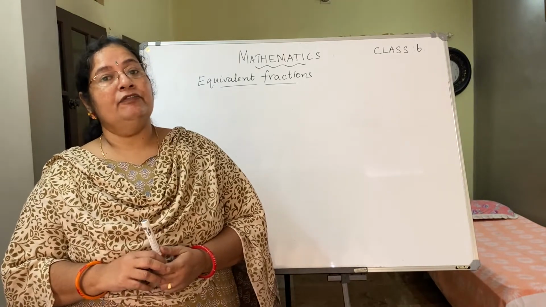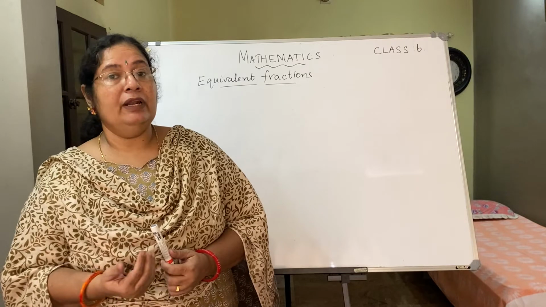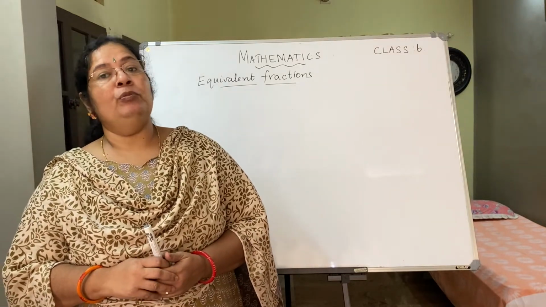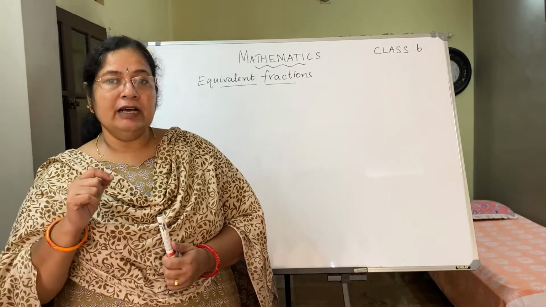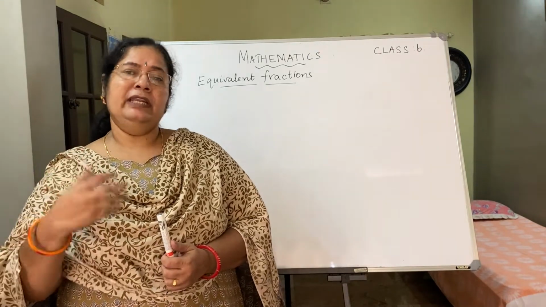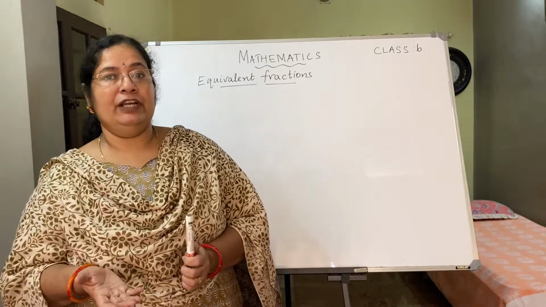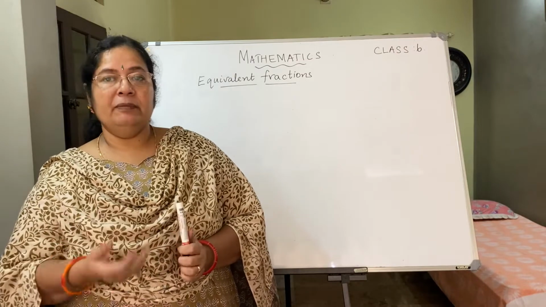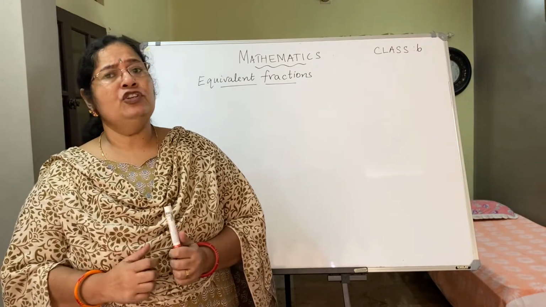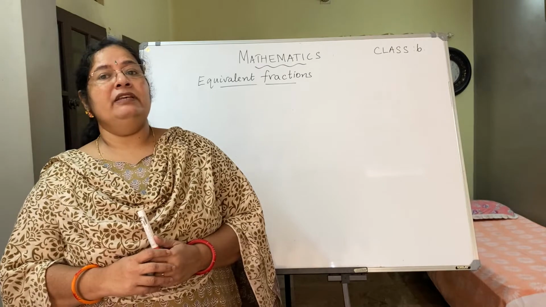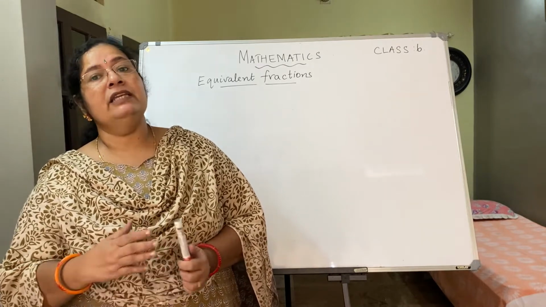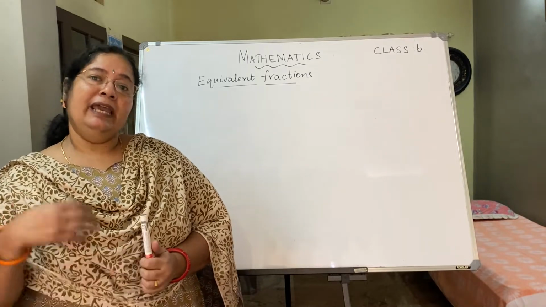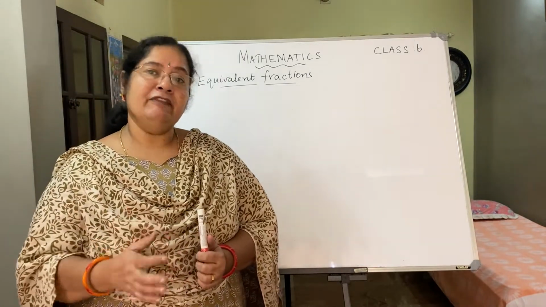Suppose you are given a fraction 2 by 3. To find the equivalent fraction of 2 by 3, what do we have to do? You have to multiply both numerator and denominator with the same number. Any number you multiply, you will get an equivalent fraction of 2 by 3. If you multiply both with 5, the numerator will be 10, denominator will be 15. So, 10 by 15 is an equivalent fraction for 2 by 3. That is how you find an equivalent fraction for any given fraction.